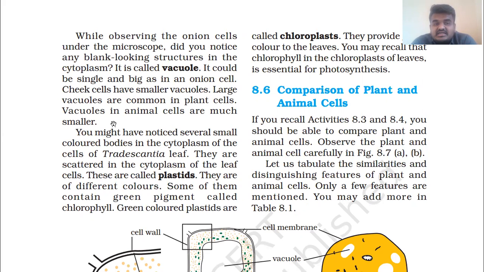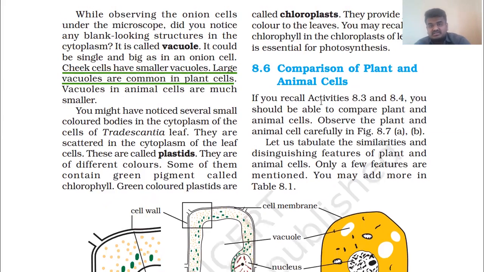It could be single and big, as in an onion cell. Cheek cells have smaller vacuoles. Observe here, cheek cells have smaller vacuoles. Large vacuoles are common in plant cells. Vacuoles in animal cells are much smaller. So we can say in animal cells these vacuoles are much smaller, while in plant cells vacuoles are larger, comparatively. So this is the first difference.